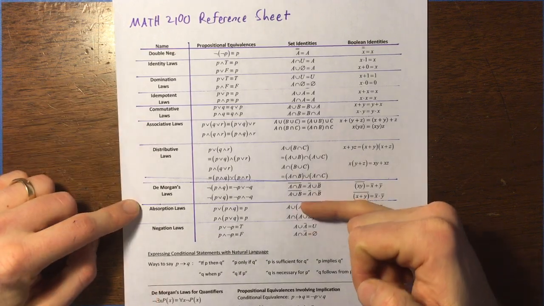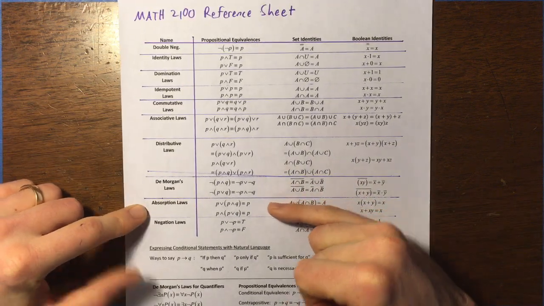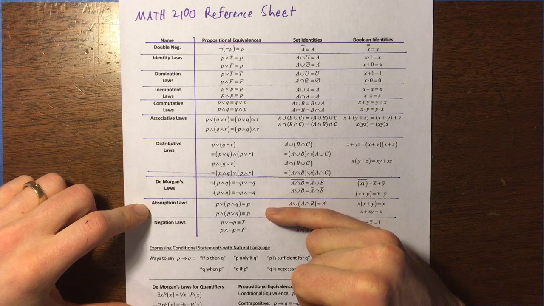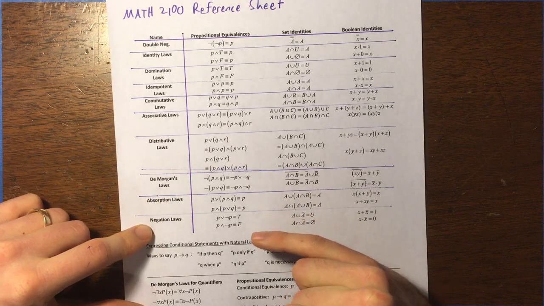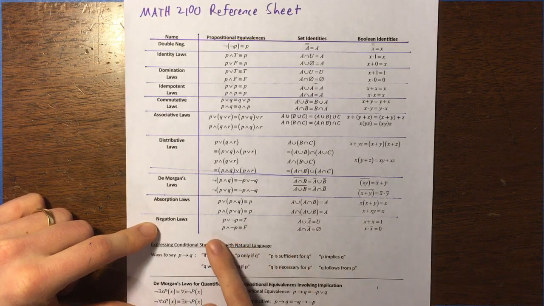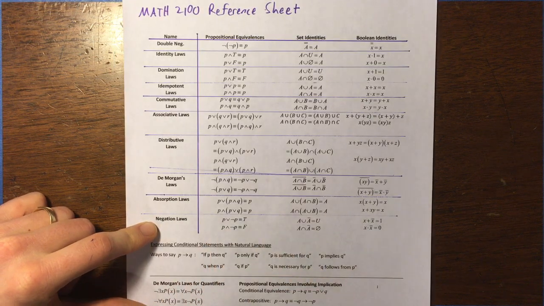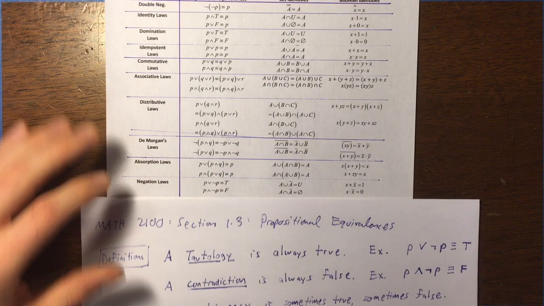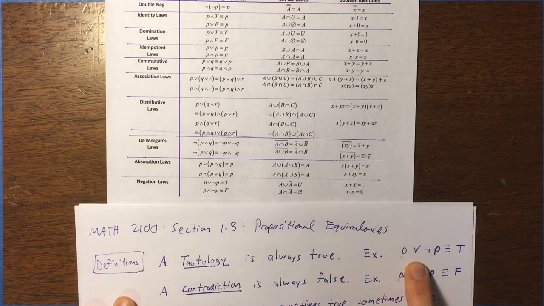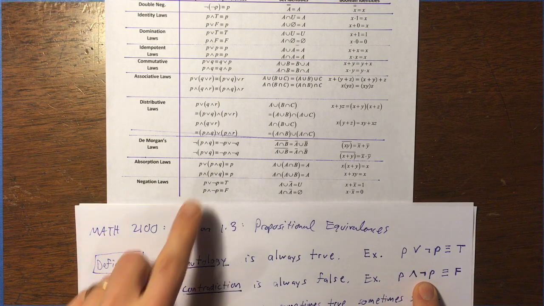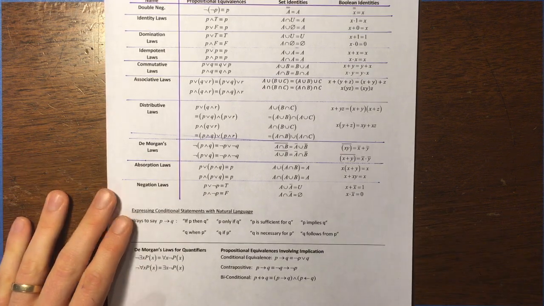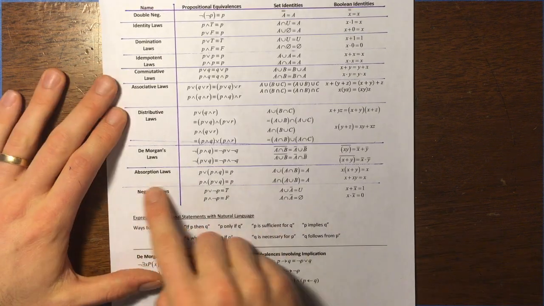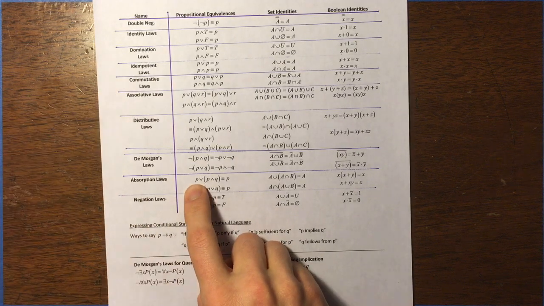Now, the absorption law is probably the hardest to wrap your head around, and so I'm actually going to take the absorption law and do a proof of that in a moment. But the negation laws are pretty straightforward. These are the examples that we just went over, with an example of a tautology and an example of a contradiction. Those are called the negation laws. Okay, so take a look at absorption. We're going to prove, which one?